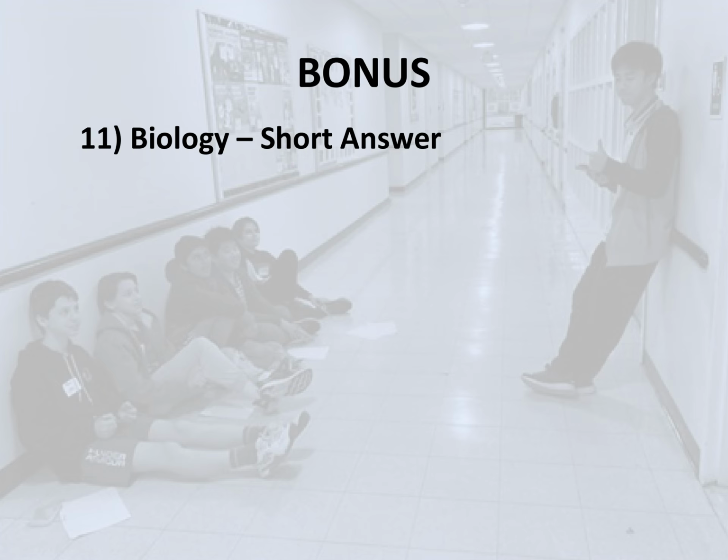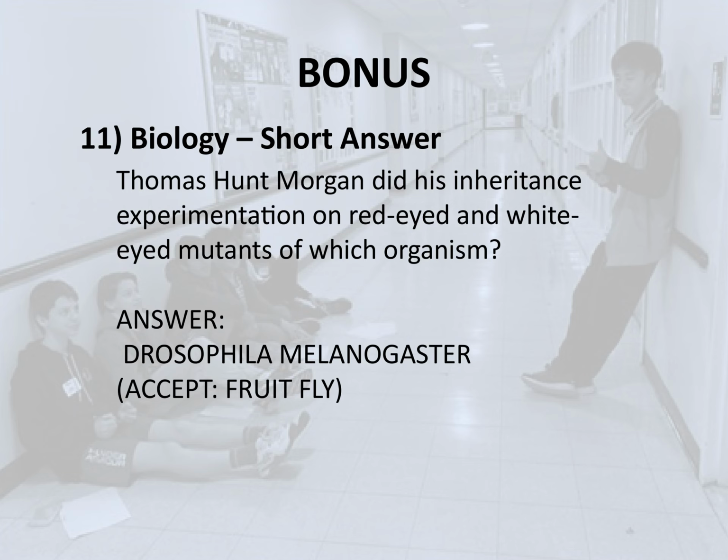Bonus 11. Biology, short answer. Thomas Hunt Morgan did his inheritance experimentation on red-eyed and white-eyed mutants of which organism? Answer: Drosophila melanogaster, except fruit fly.